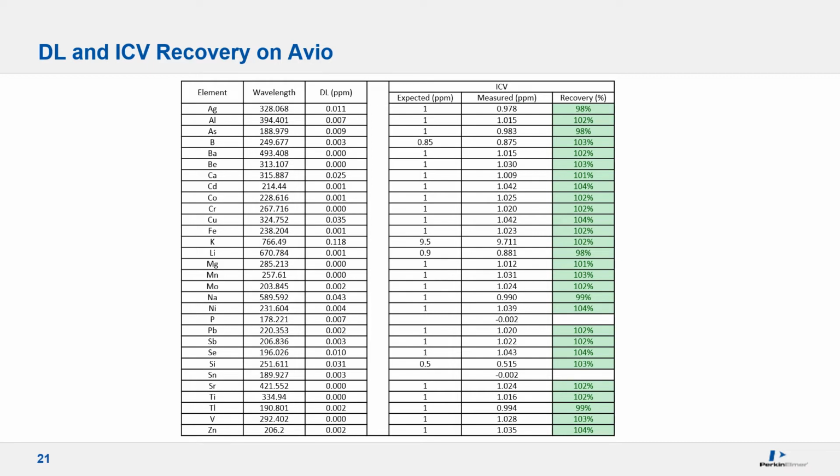An initial calibration verification was also made. This was done with a second source, and you can see the expected values along with the measured values and the recovery on the right-hand side of the table. You can see that the recovery was between plus or minus 5%.